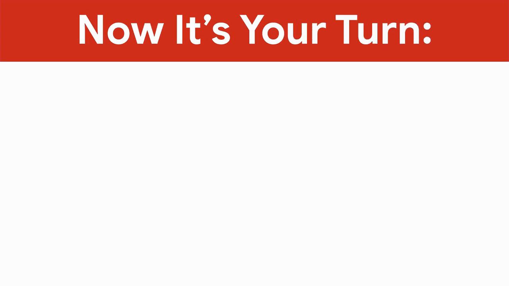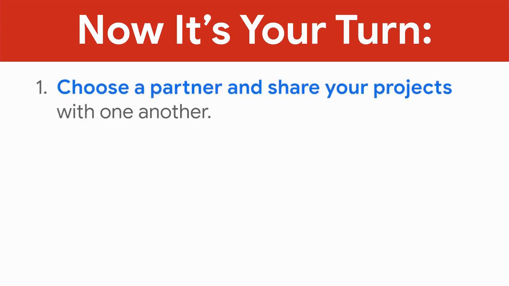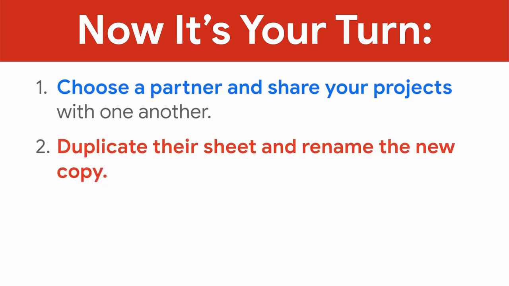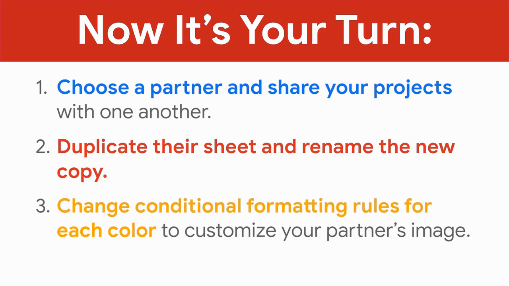Now it's your turn. Choose a partner and share your projects with one another. Duplicate their sheets and rename the new copy. And change conditional formatting rules for each color to customize your partner's image.